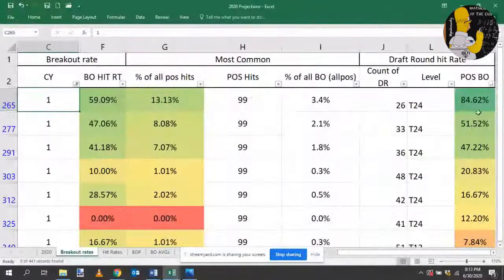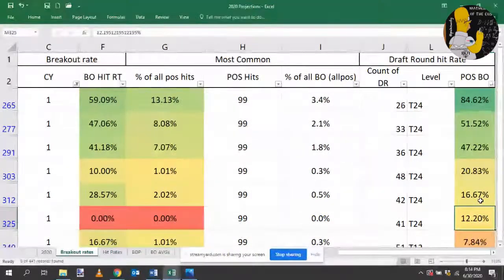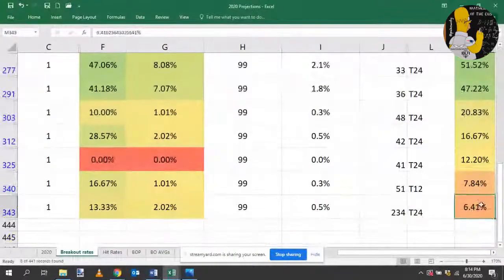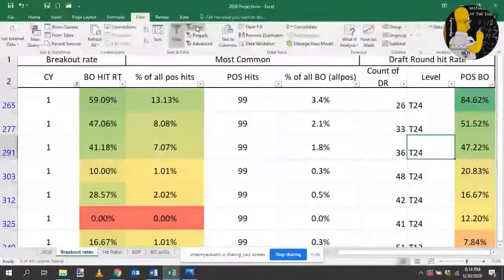All right, so drafted in the first round, running backs hit in the top 24 about 84% of the time. They hit in the top 24 at least once, 51% of the time drafted from the second round, 47% of the time drafted from the third round, fourth round, fifth round, and you can see how the numbers start to dwindle.